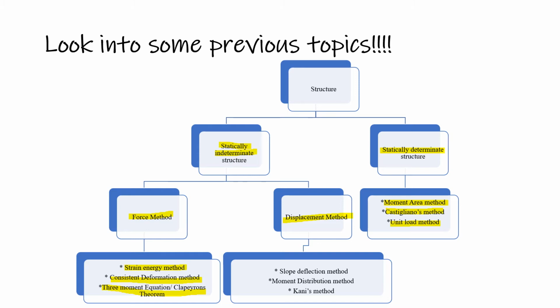Then under the displacement method, there come the slope deflection method, moment distribution method and Kani's method. These are the second, third and fourth modules of your Structural Analysis 2 paper. So, these are the previous topics that you have to keep in mind while studying Structural Analysis 2.